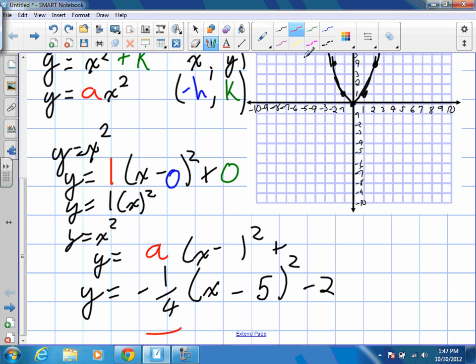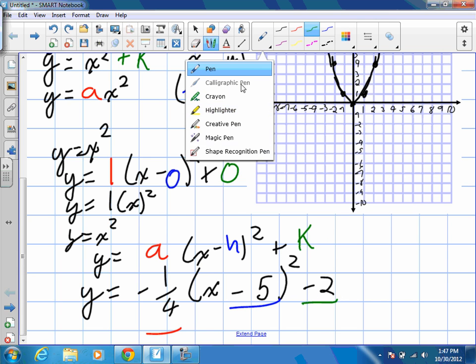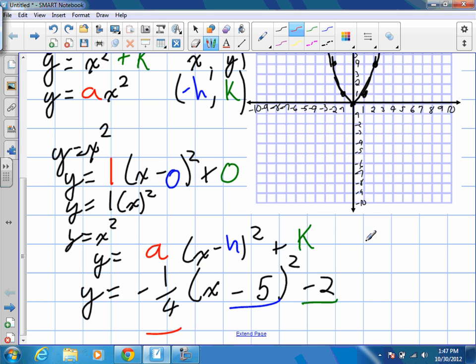What would be our h? Yeah, 5 or negative 5. And what would be our k? Negative 2. Good. So we already know by looking at the h and the k, we can figure out what the vertex is. What is the vertex of this going to be? It's going to be negative 2, but it won't be negative 5. Positive 5, right? Remember, our h is always counterintuitive. Okay, so in this case, we're going to have positive 5.